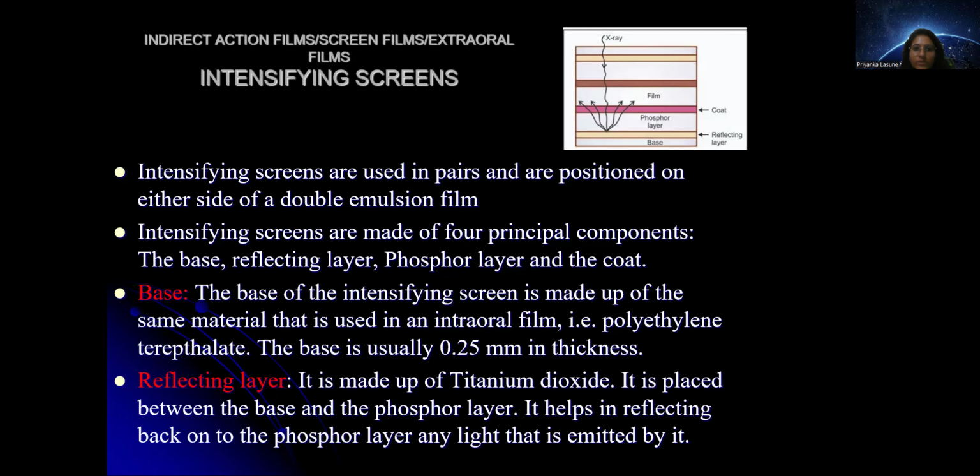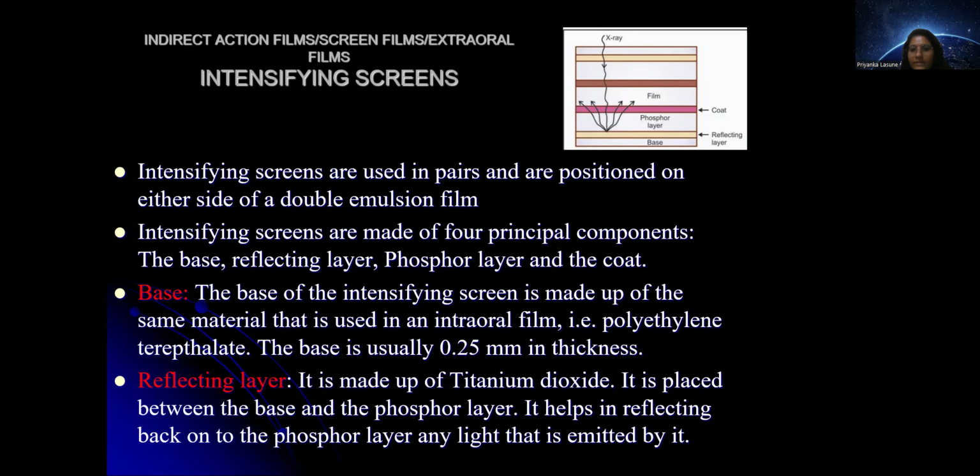Then moving to the extraoral X-ray films, that is the intensifying screen. Intensifying screens are used in pairs and are positioned on either side of the double emulsion film. An intensifying screen has four components: base, reflecting layer, phosphor layer, and the coat. The base in the intensifying screen is the same as that used in intraoral X-ray films, made of polyester polyethylene phthalate material, with a thickness of 0.25 mm.